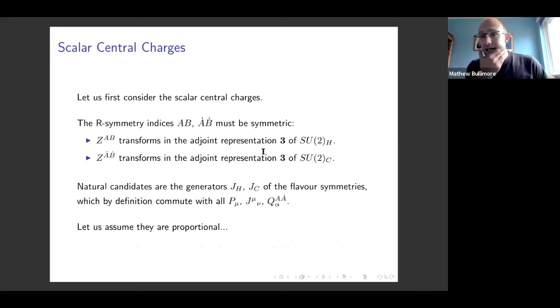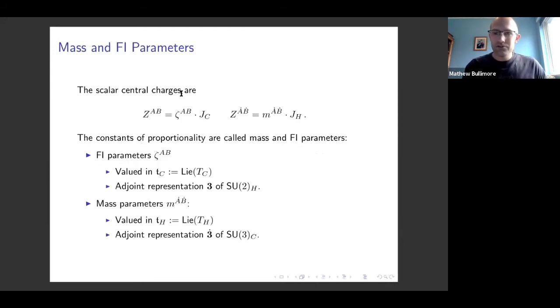So there are very natural candidates for how to introduce these things, which are given by the generators of flavor symmetries. And that's just because, by definition, flavor symmetry generators are things that commute with everything in your algebra. So what we're going to do is to just go ahead and assume that they're proportional. And that turns out to be the case if you work things out in the gauge theory. But the way I'm going to introduce it is just to declare that they're proportional.